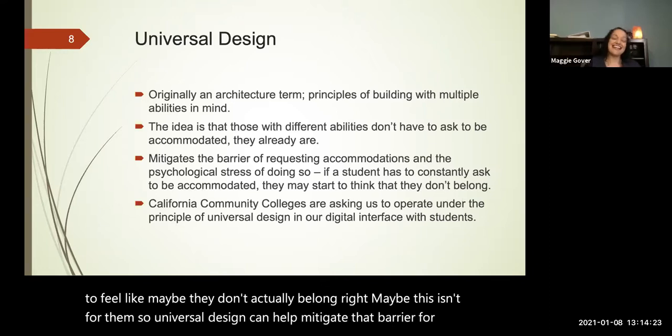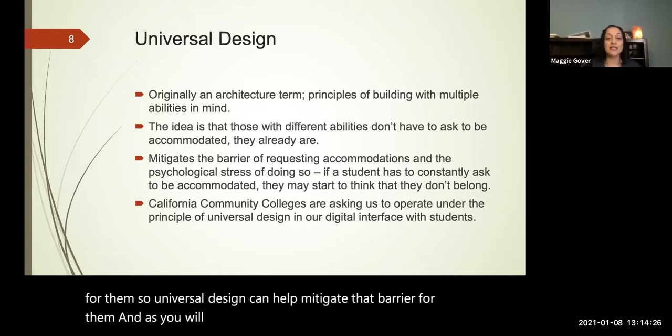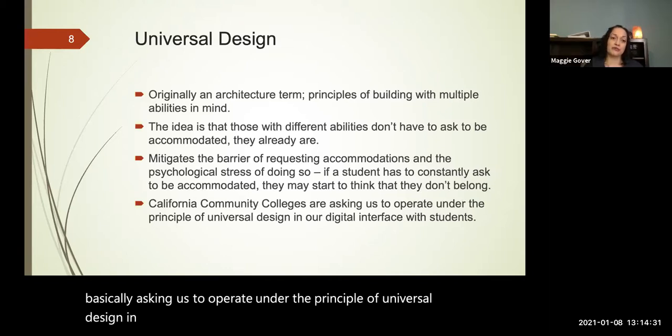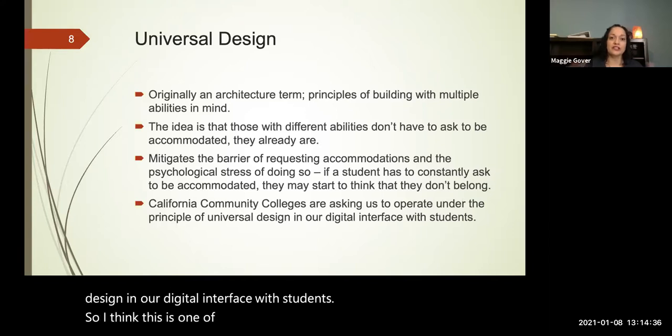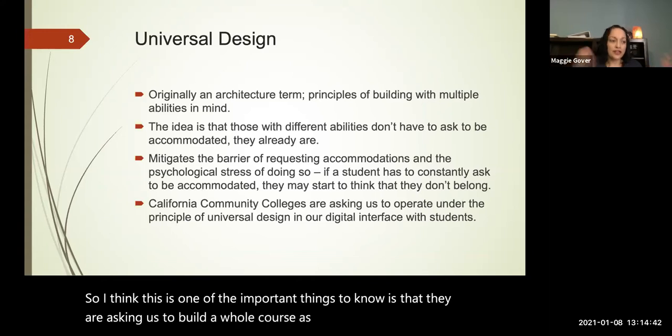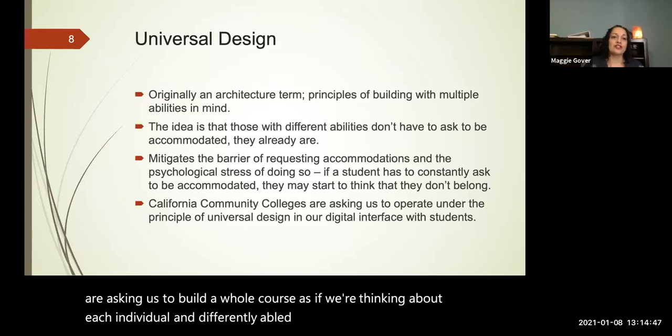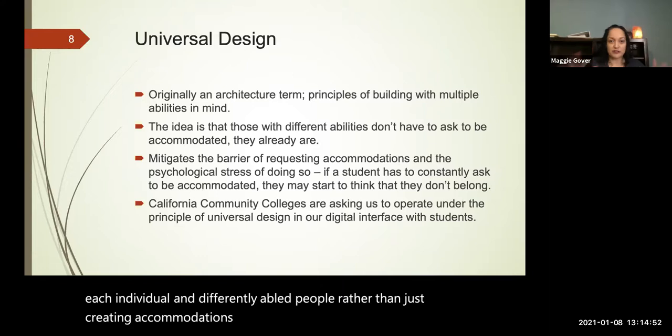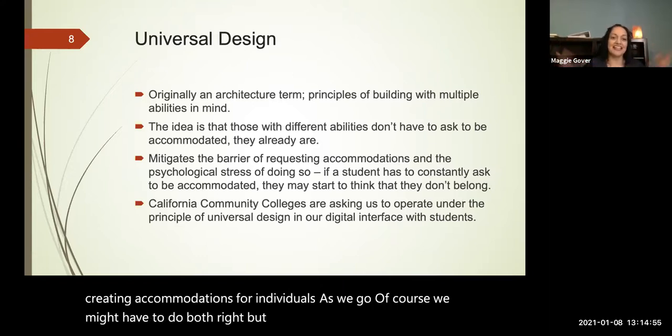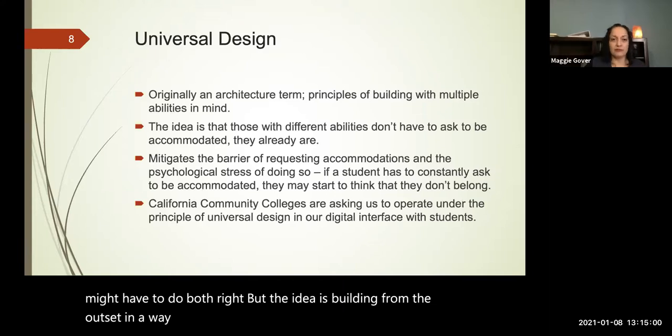And as you will see, California community colleges are basically asking us to operate under the principle of universal design in our digital interface with students. So I think this is one of the important things to know, is that they're asking us to build a whole course as if we are thinking about each individual and differently abled people rather than just creating accommodations for individuals as we go. Of course, we might have to do both, right? But the idea is building from the outset in a way that fewer individual accommodations have to be made.